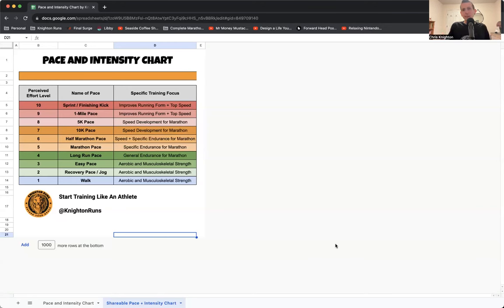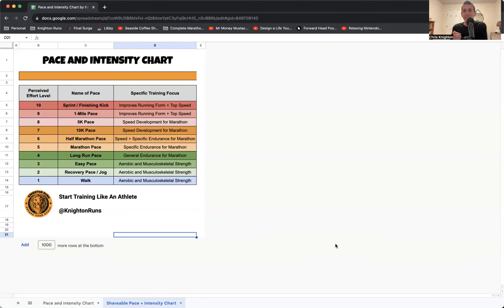Then we move into 10K pace. 10K pace is kind of like 7 to 8 out of 10 effort. These paces kind of get squished towards the top in terms of intensity, especially as you get fitter. But it is important to recognize the variation here and think in your mind, I'm going to run 10K pace. Okay, that's 7 to 8 out of 10. And then we're going to go up to 5K pace.